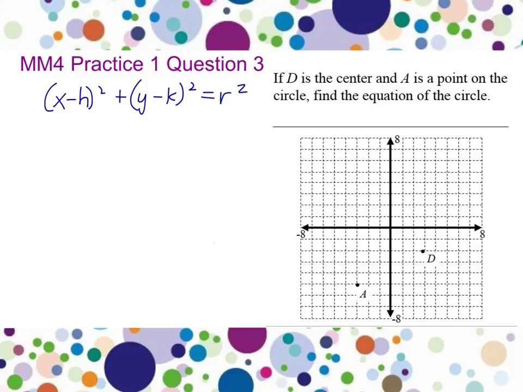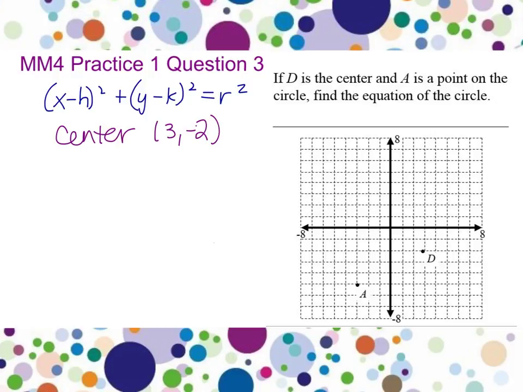One of the methods involves the Pythagorean theorem, and one involves the equation. And I'm going to show you in this video using the equation. So if I look at D, my center is at 3, -2. All right, so 3, -2.